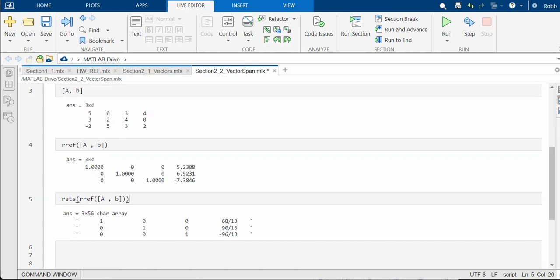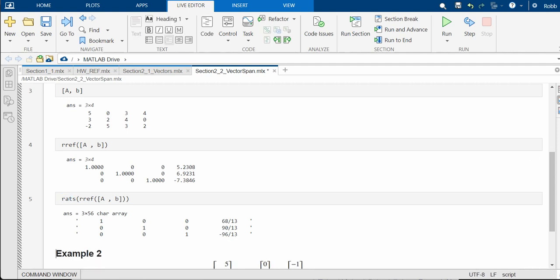All right, so you can see, let me scroll down just a little bit, you can see that we have a fraction 68 over 13, we have 90 over 13, and we have negative 96 over 13. So yeah, those 13ths, we're not having good luck with these decimal approximations. They don't look like fractions we know, like 7.25 or 7.4. They're not simple decimal numbers where we can easily see what the rational number is. But we can use the RATS function and we can see better what's going on.